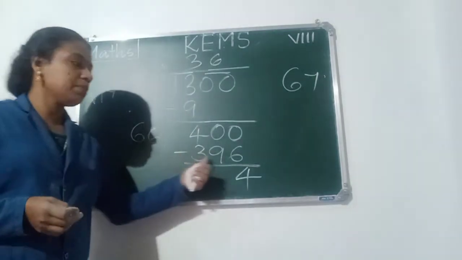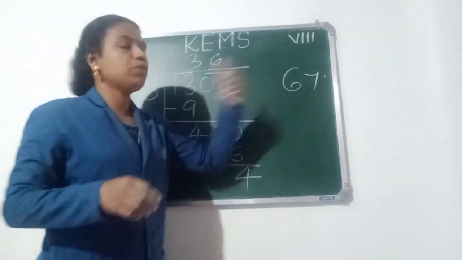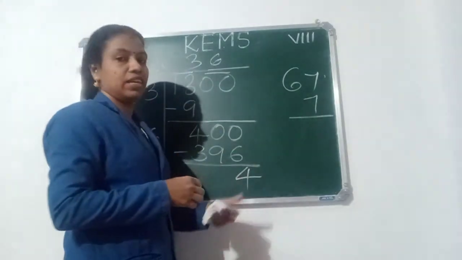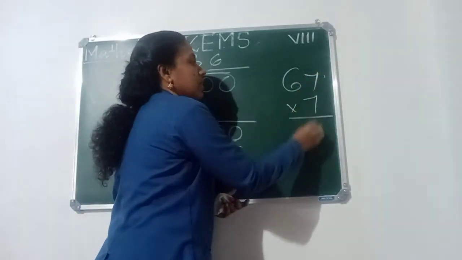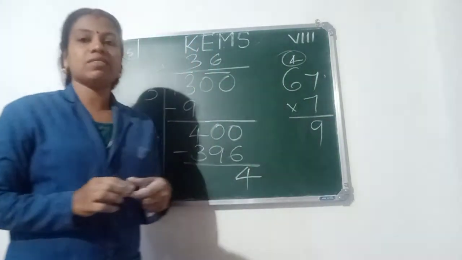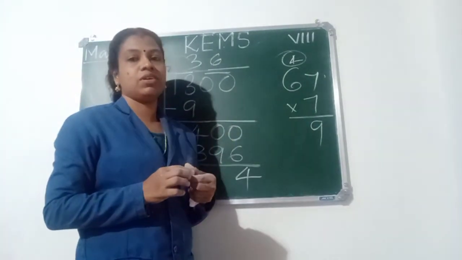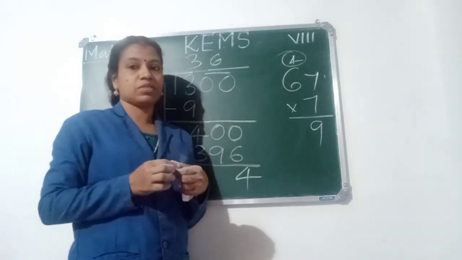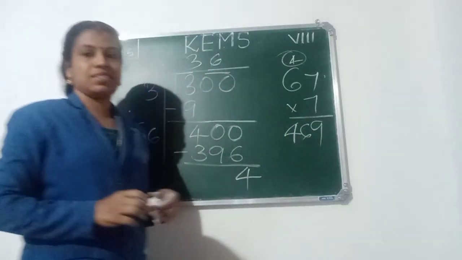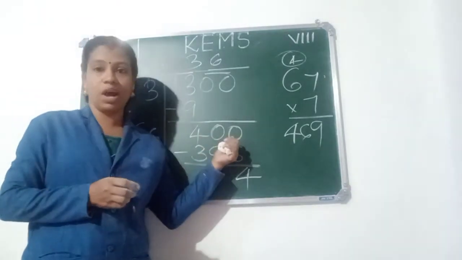If we put 6, the perfect square is 396 and there is a remainder of 4. And if we put 7, what is the next perfect square? Let's check. 7 7s are 49, and then 6 7s are 42 plus 4, it is 46. So what's the number? 469. But we have only 400.